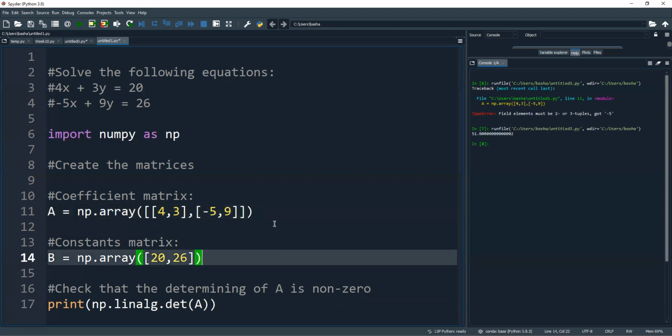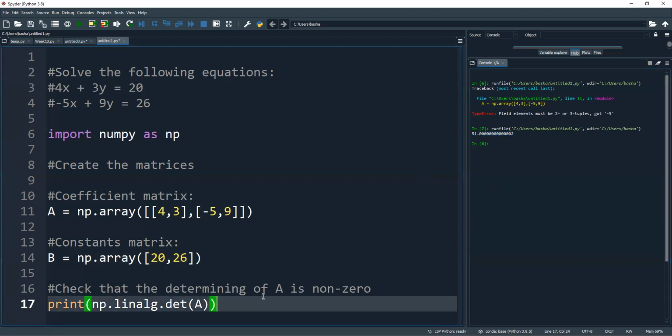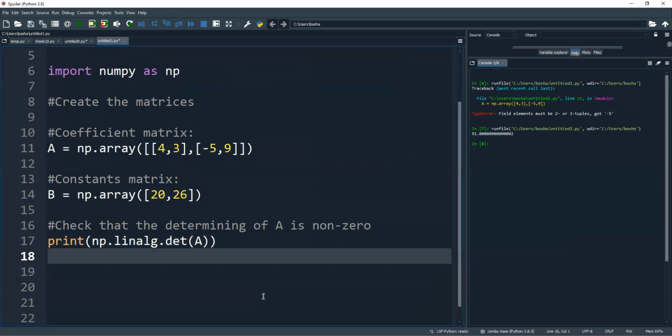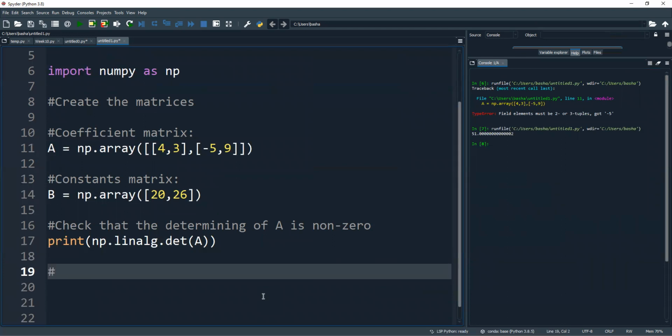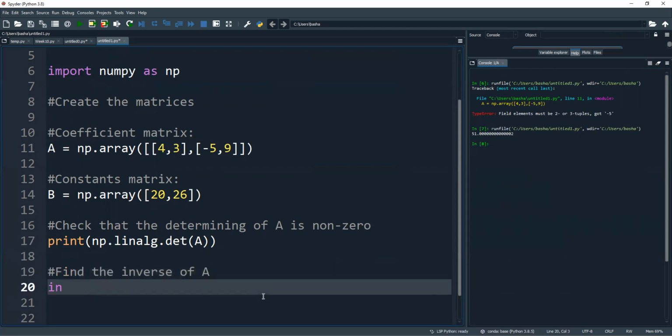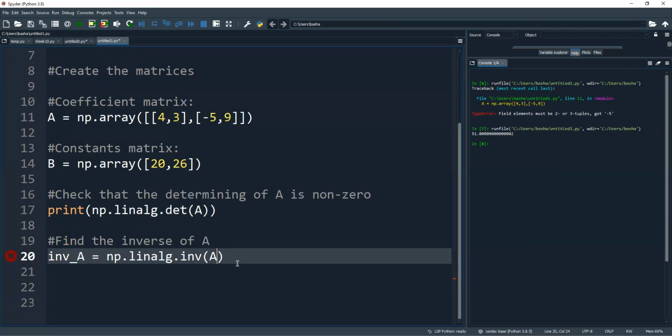Let's run this. Good, so when we run it, we get that the determinant of A is 51, right? And 51 is non-zero, so we can go ahead determining the solution. Okay, so it's non-zero, so now I'm going to find the inverse of A, and I'm going to save it in the variable inverse_A is equal to np.linalg.inv(A), right? And we talked about this last week, how to get the determinant, how to get the inverse, and go back and revise it.